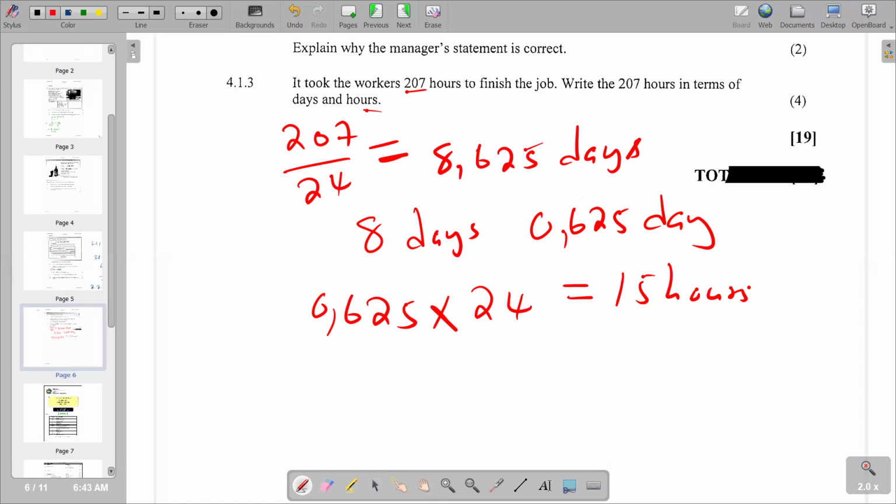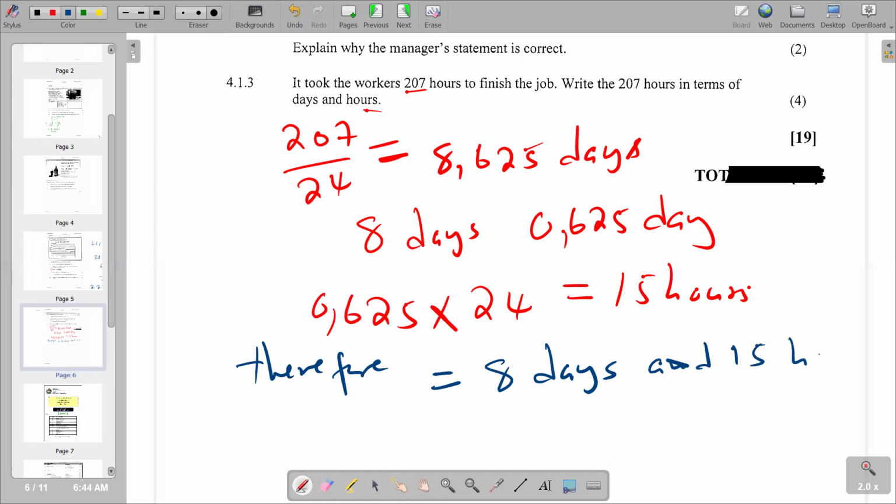So in that sense, we can now see that our final answer, we are saying therefore, it is equal to 8 days and 15 hours. So this is basically what we have according to 4.1.3. So this becomes the last part of our question.